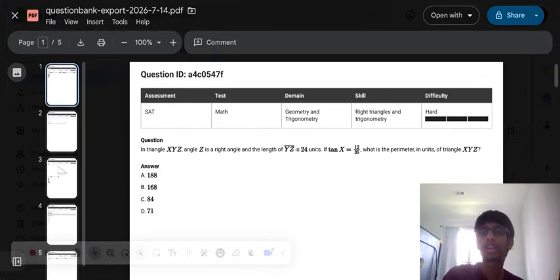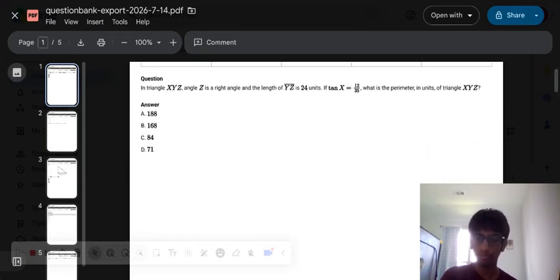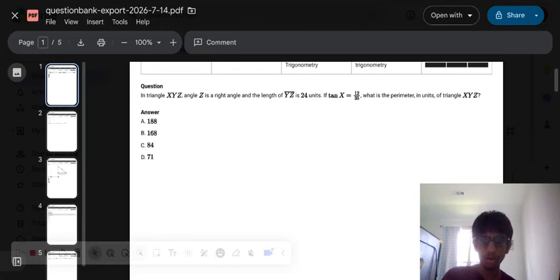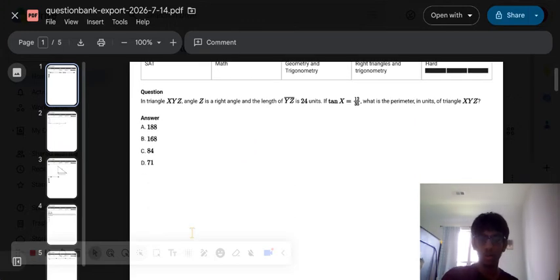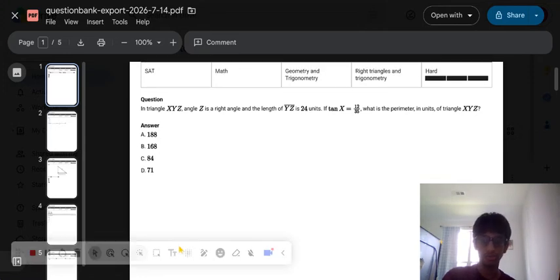Hello everyone, today we're looking at SAT Math, geometry and trigonometry. More specifically, we're looking at right triangles and trigonometry, and as always, we have a set of 5 difficult level questions. So, before we get started in our subject, I need to talk to you about the basics of trigonometry.